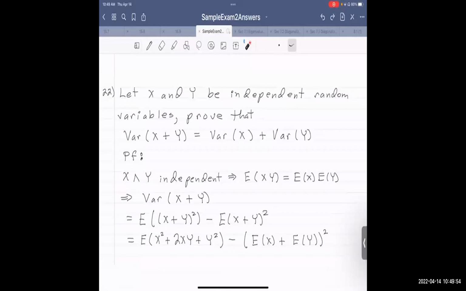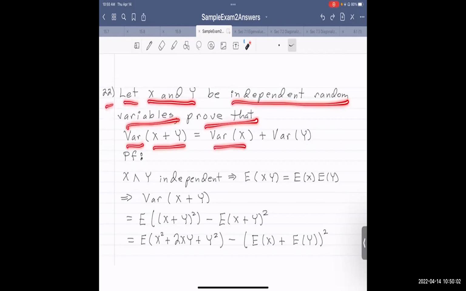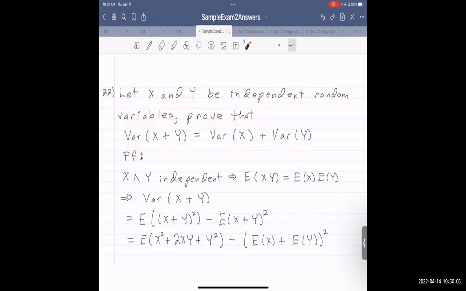Problem 22. Let x and y be independent random variables. Prove that the variance of x plus y is the variance of x plus the variance of y. Well, first off, note the following, that if x and y are independent random variables, then the expected value of xy is the expected value of x times the expected value of y.